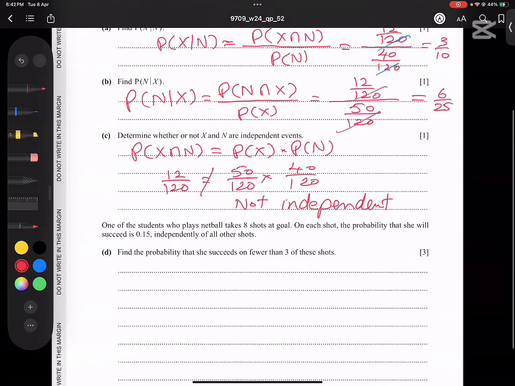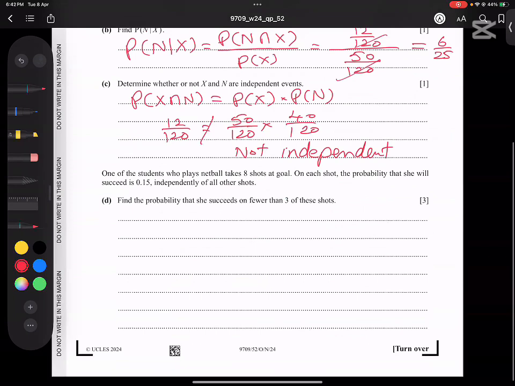This part is clear. Let's talk about the lower part. One of the students who plays netball takes 8 shots at a goal. Total efforts she makes is 8. And on each shot, the probability that she will succeed is 0.15. So the probability of a success is this. And what is not success? 1 minus 0.15 gives us 0.85.